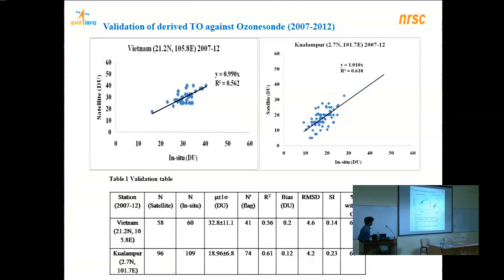So I also calculated the scatter index. Scatter index is with respect to our data. Statistical analysis is a must for validation of our derived products or derived results.